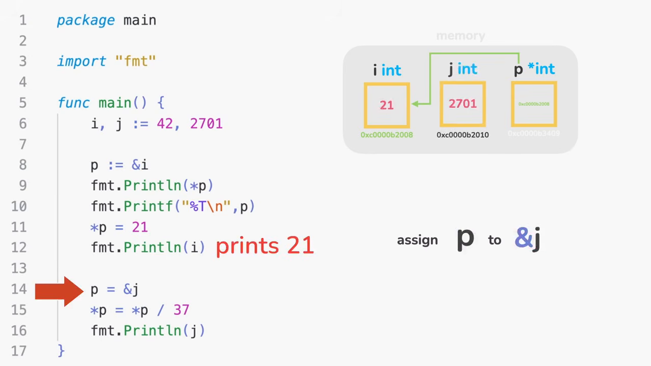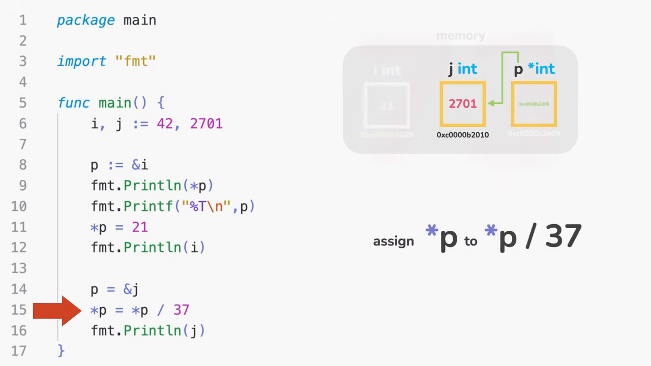Next, we assign the address of j to p. We can do that because the type of p is a pointer with the base type integer, and j is an integer, so that's why this is possible. And now if we do something to *p, then we are modifying the value of j. Here we're assigning *p to *p divided by 37, which is the equivalent of just changing j to j divided by 37. So we can also confirm that by printing out j, and you can see that the value has changed.